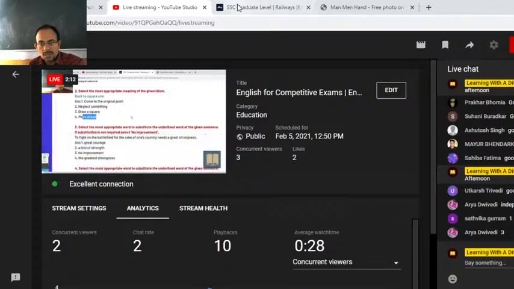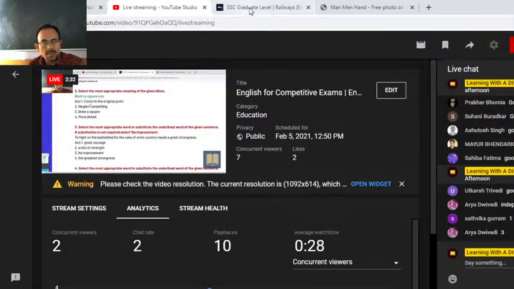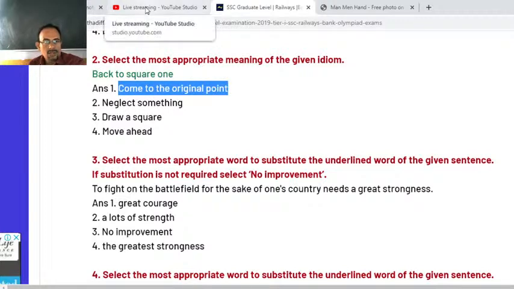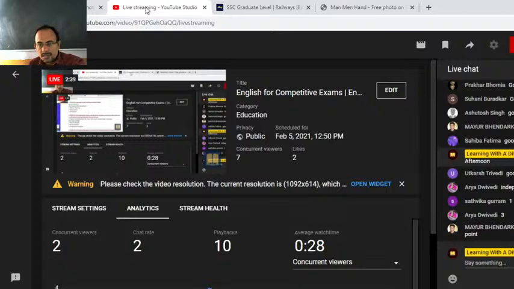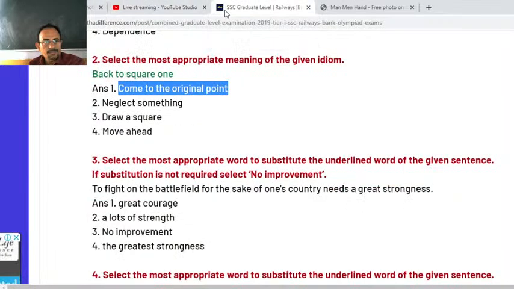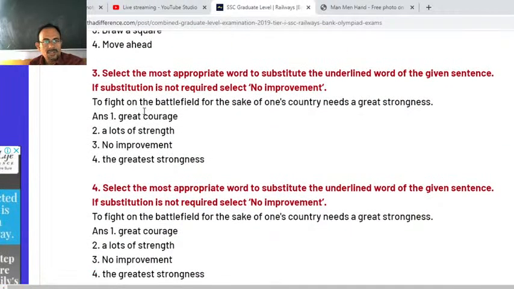Arya said it's number three. So Arya, back to square one means come to the original point. Okay, the number one is the correct answer. Come to the original, like Mayur and Sadvika said. This is correct actually, the first option only. Okay, so now let's do this.